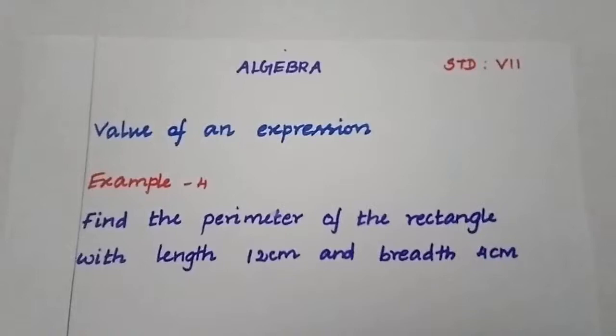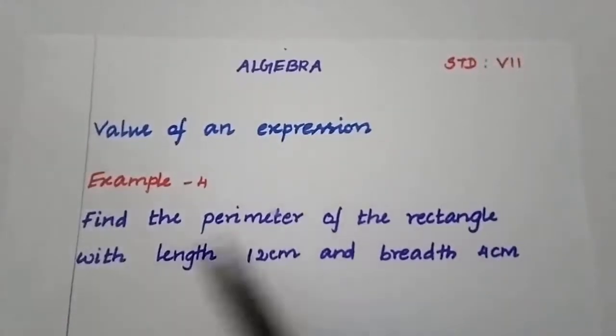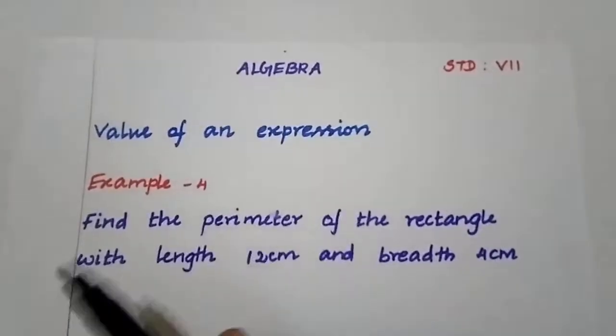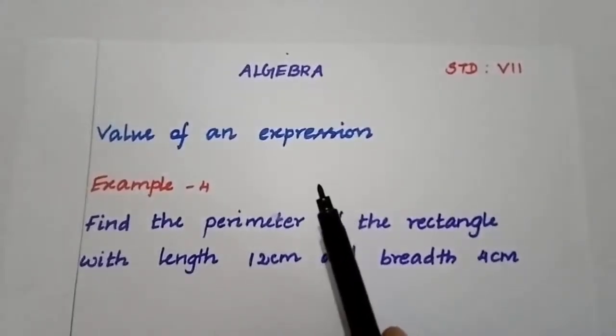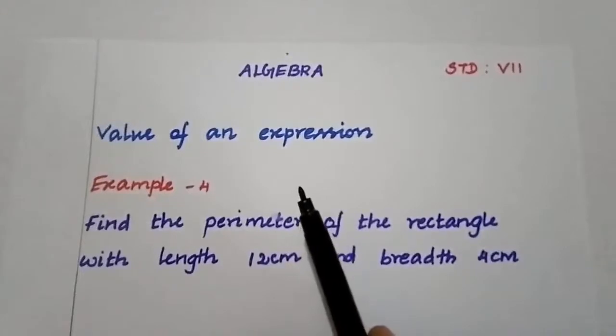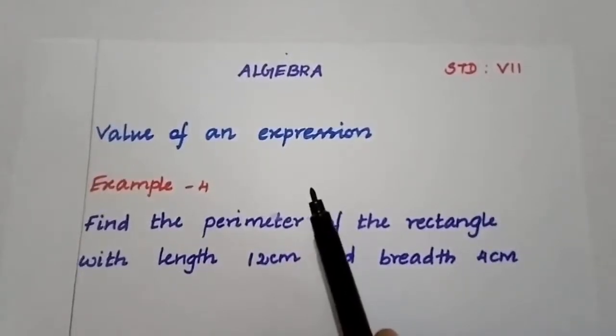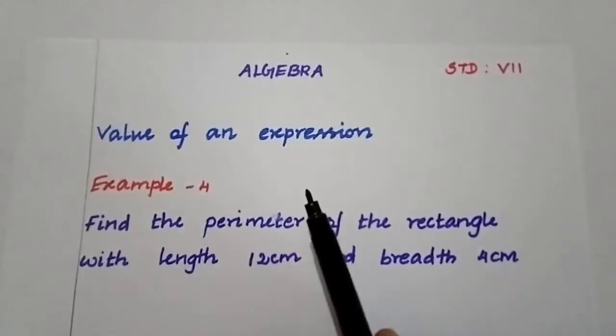In the previous class, we have learnt about value of an expression. How to find value of an expression? Yes, we have to substitute the value for the given variable given in an expression. What's the value of (a plus b) the whole square when a is equal to 1 and b is equal to 2? Yes, very good. Substitute the value of a and b in the given algebraic expression. So (1 plus 2) the whole square is equal to 9.